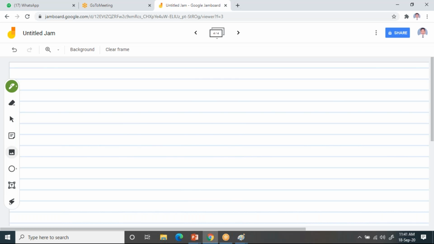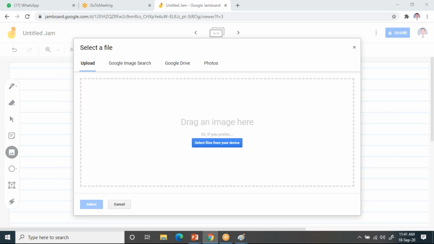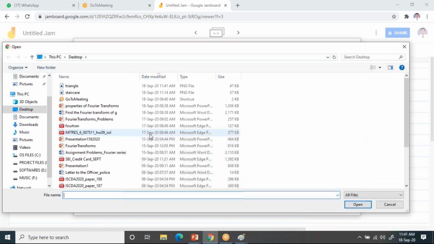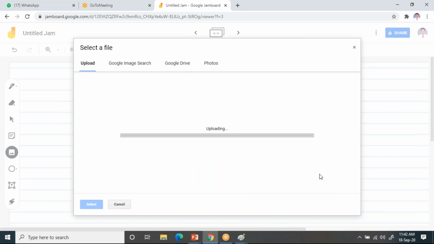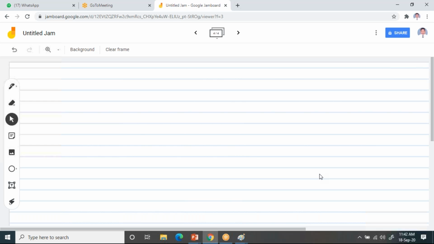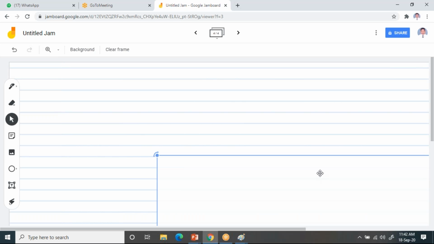Now wait for a while. I'm taking that image of this triangular waveform. Now observe it, dear students. Now here we have a triangular waveform.